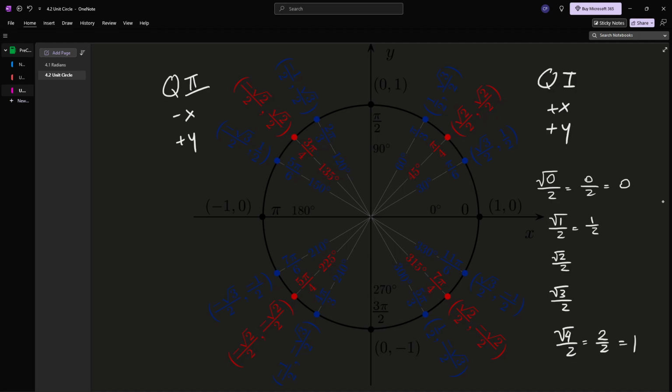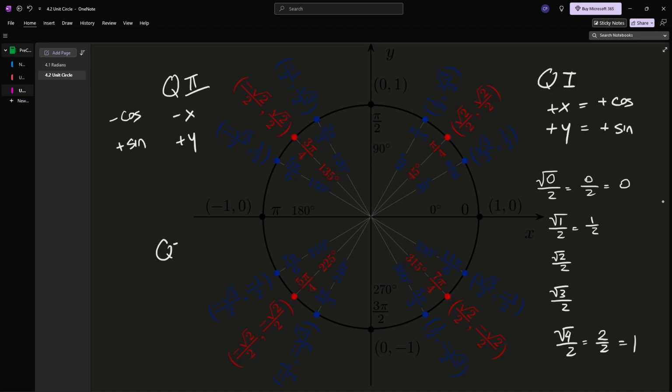And these positives and negatives correspond to our trig. So positive cosine and positive sine. Whereas over here, I have negative cosine and positive sine. You see negative 1/2, negative root 2 over 2, negative root 3 over 2, positive root 3 over 2, positive root 2 over 2, and positive 1/2. And negative 1 and 0.